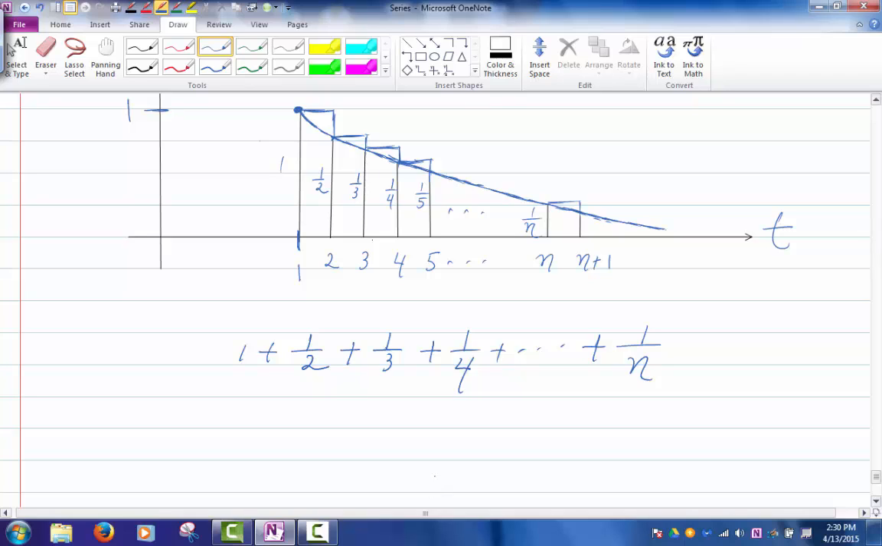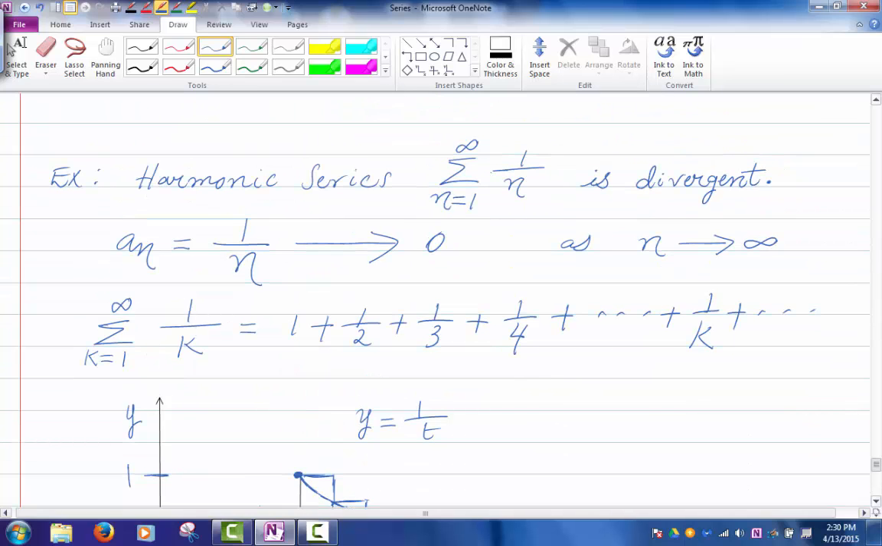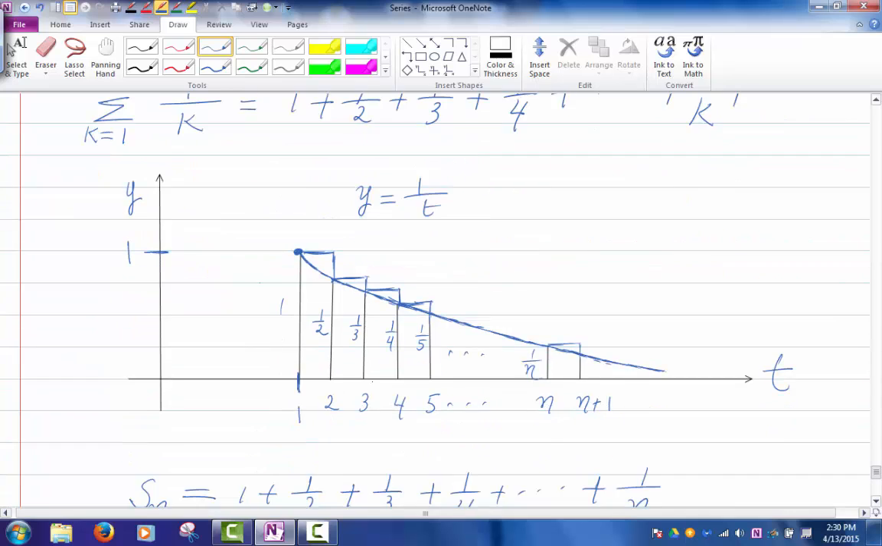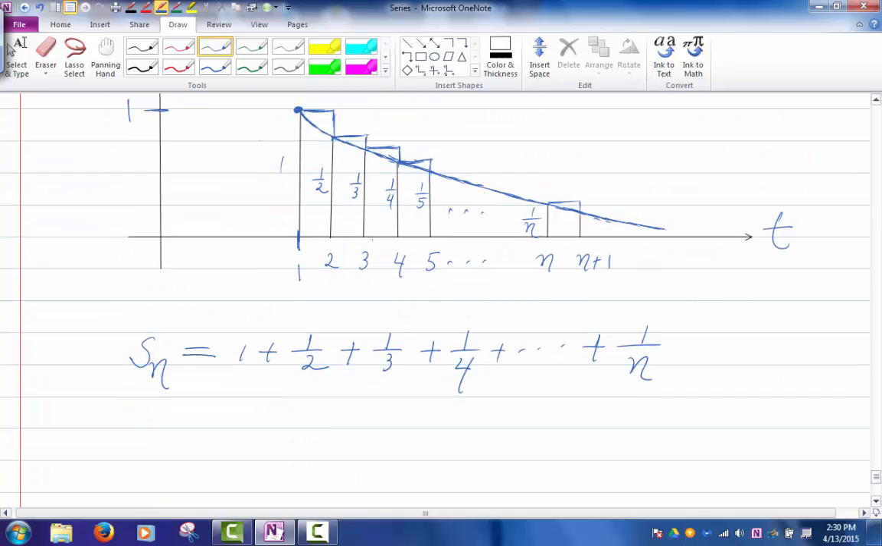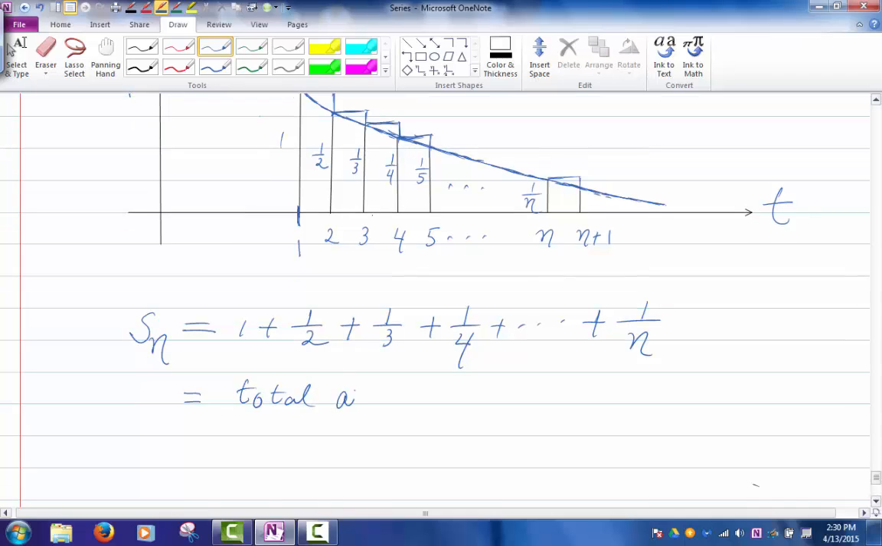You agree? But that is exactly what? That is exactly the nth partial sum of the series we have. Right? Now notice that's the total area of the rectangles. Now, can someone tell me what that is?